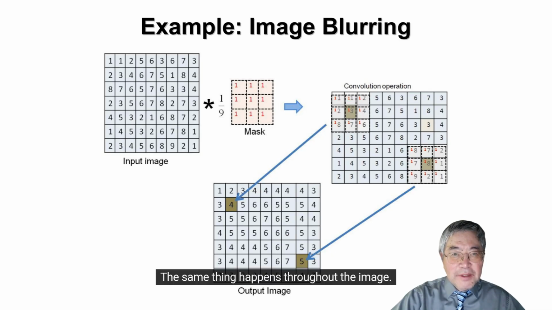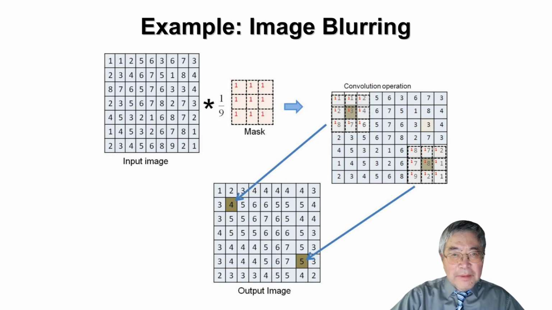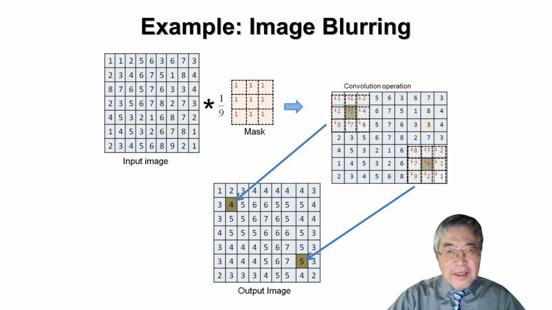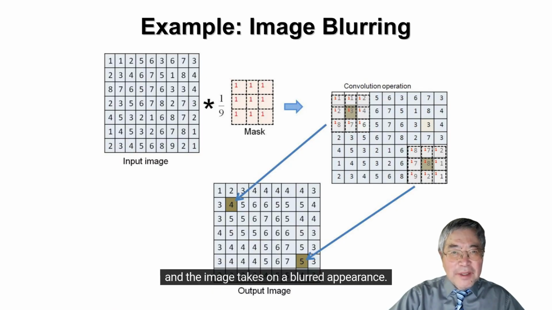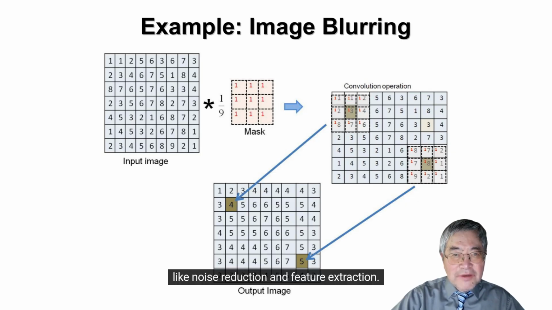The same thing happens throughout the image. Each pixel in the output image becomes the average of itself and its 8 neighbors. The result? Sharp transitions are smoothed out, fine details are softened, and the image takes on a blurred appearance. This is a fundamental application of 2D convolution, and it's used not only for visual effects but also as a pre-processing step in many medical imaging tasks, like noise reduction and feature extraction.